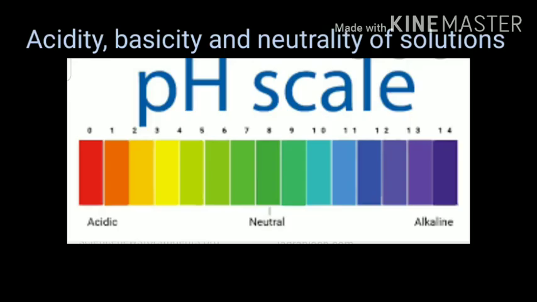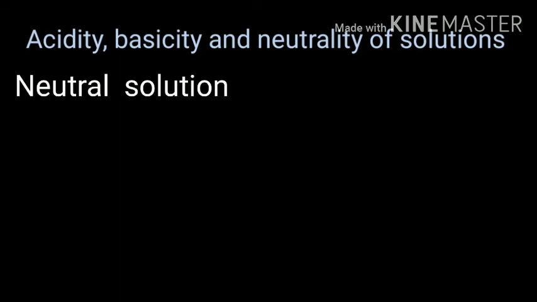If you look at the pH scale, you know that it ranges from 0 to 14. 7 is considered as neutral, below 7 it is acidic, and above 7 it is basic in nature. Let us now study the acidic, basic and neutral solutions in detail. First we shall start with the neutral solution. Now we are going to consider the temperature at 298 Kelvin.